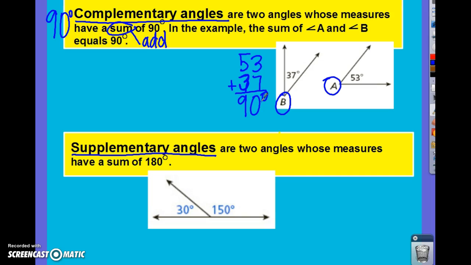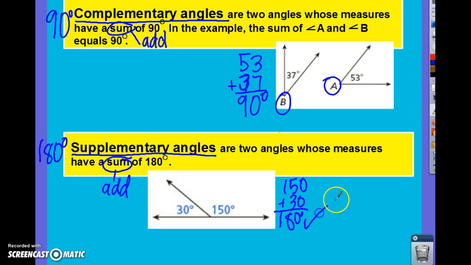The next kind of angle we're going to talk about is a supplementary angle. So I want you to write 180 really big next to supplementary. So again, these are two angles whose measures add, or they sum up to 180 degrees. So in this situation, 150 degrees and 30 degrees, these happen to be adjacent angles, but they do not have to be adjacent. So 150 plus 30 degrees, well, that's 180 degrees. So yay, we know this is a supplementary set of angles.